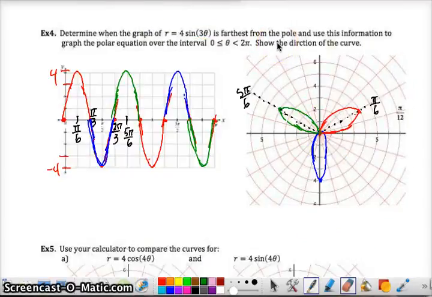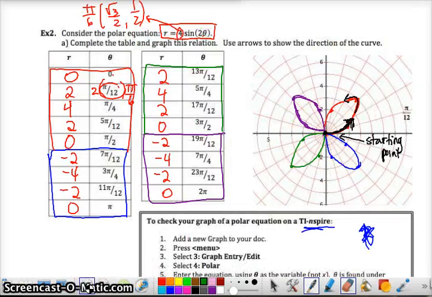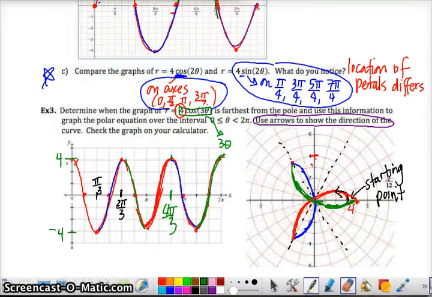Okay, example 4. The difference now is that we have an odd number in front of the theta. So instead of 2 theta, we have 3 theta. We still have an amplitude of 4, but now we have an odd number instead of an even number. Let me go back to this one. So here we have an odd number times theta, and then we have an amplitude of 4.